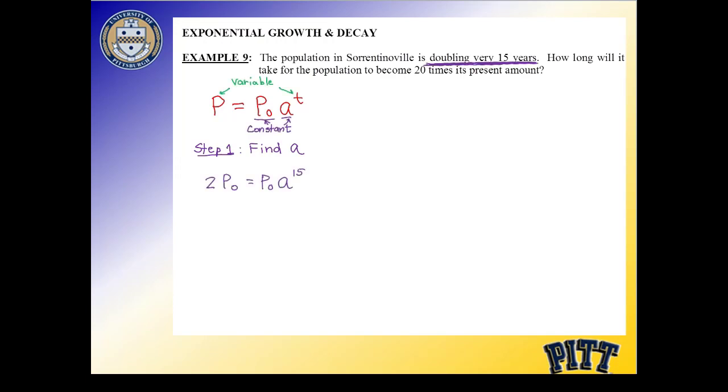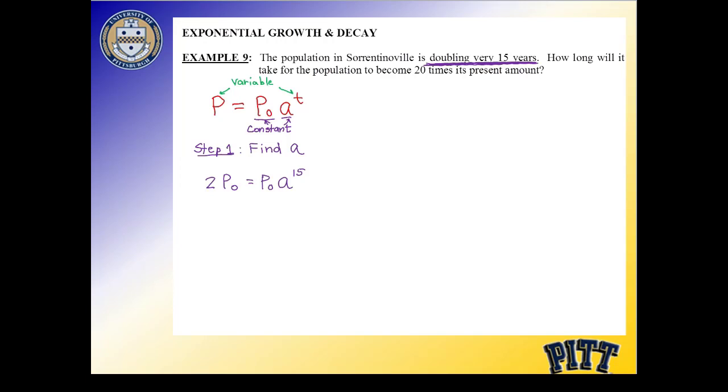We're told P of 0 is a constant because it's still our starting population. I just don't know what it is. The P I have on the left, the final population, is a variable because it depends on how long I let this growth go on. And that's where T comes in. It's the other variable. So at the end of 15 years, I end up with twice my original amount. That's why you see me having 2 times P sub 0 on the other side now.